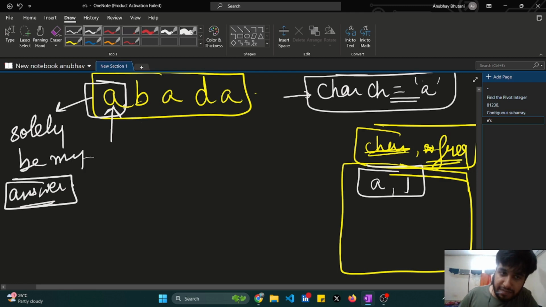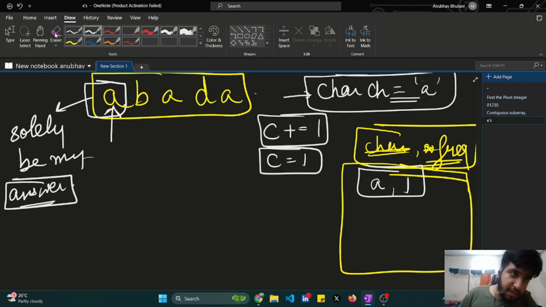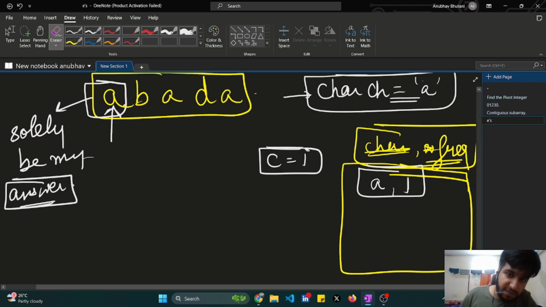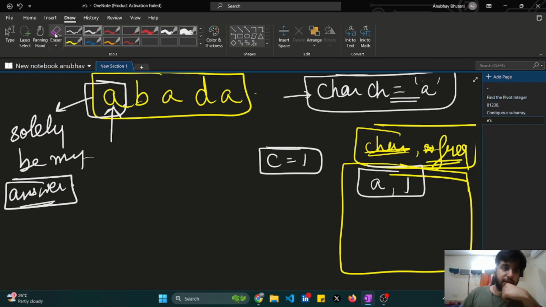Okay. So I will look for it in the map. Yes, it exists. So I'll add its occurrence, C plus equal to 1. My count becomes 1 for this test case. For the current index, my count becomes 1. Okay, I'll move forward.